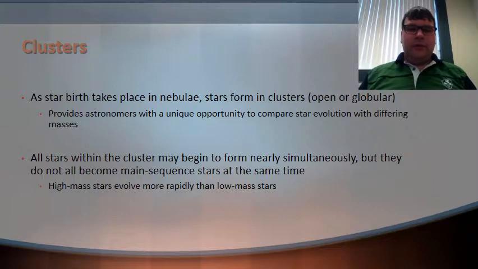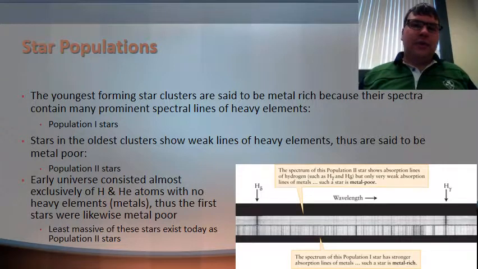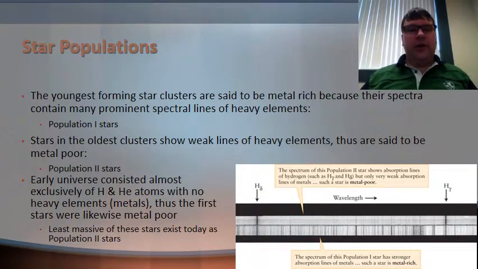Now, as we're seeing stars form within a nebula, not all the stars will form exactly the same, nor will they form at the same time, because of the different types of masses as well as the different types of chemicals that are distributed within these atomic cloud structures. So if we're trying to look at the different types of stars and really understand what we're observing, we have to start looking at the different classifications of stars. We have two different types of populations.